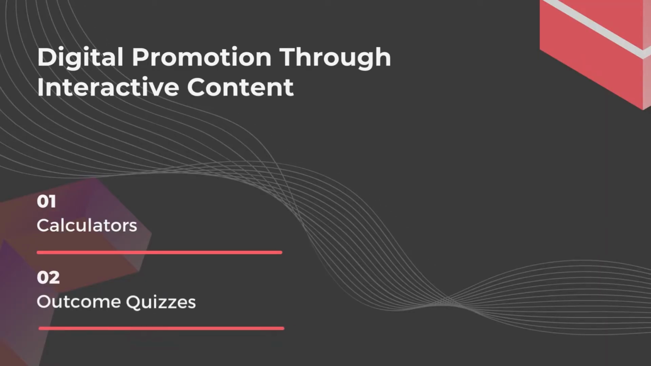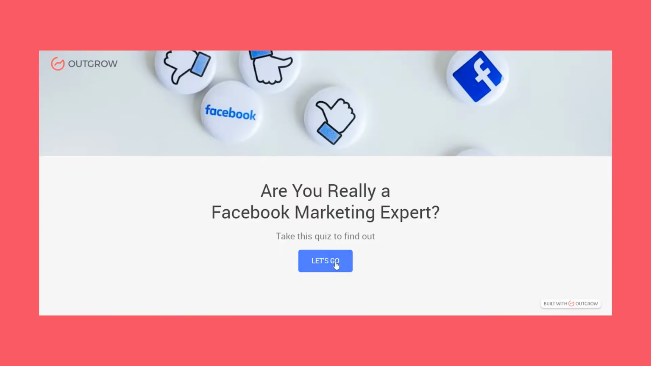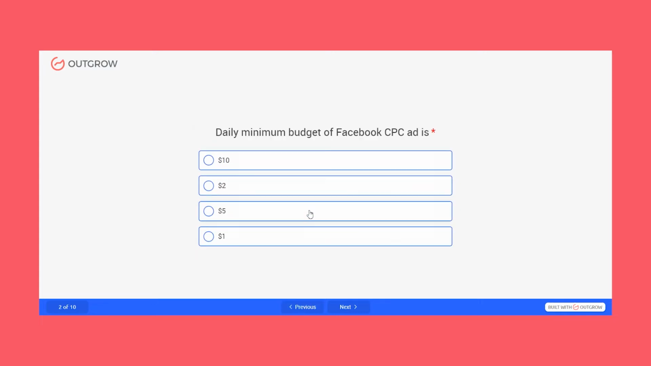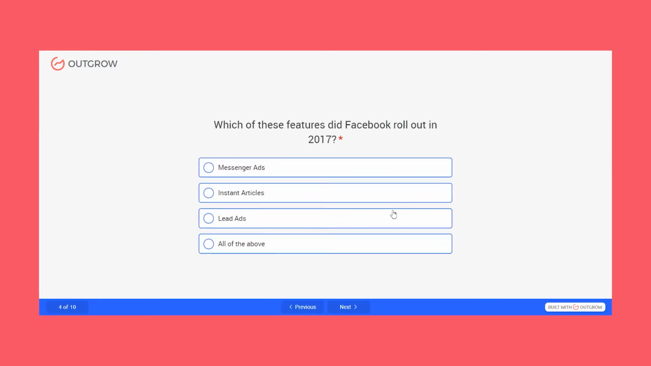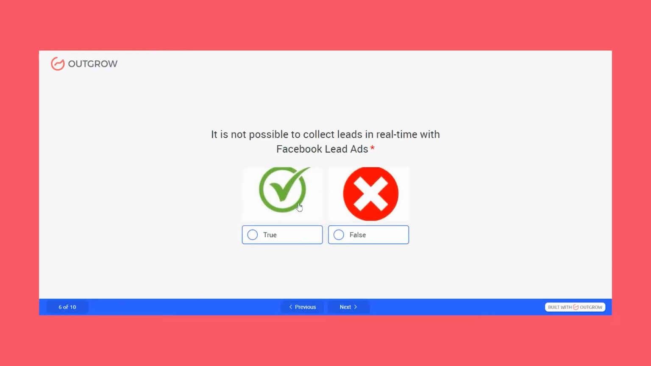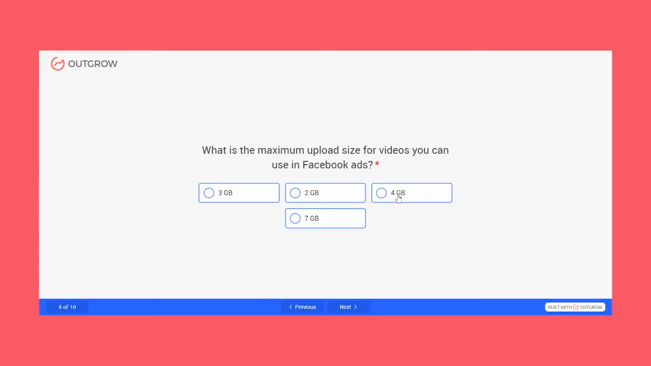Number 2, outcome quizzes. You can use outcome quizzes to engage your audience through targeted efforts, and there is a huge variety of outcome quizzes you can create, no matter what your conference is about. Now, for instance, you are holding a conference on the latest marketing trends upcoming in 2020. You can create a quiz for which event speaker do you relate to, or are you really a Facebook marketing expert if you're holding a conference on podcast practice. These quizzes are exciting and fun for the user and make them more familiar with what your conference is about.